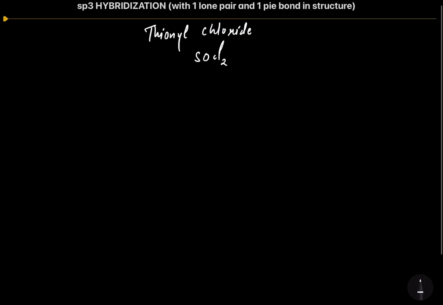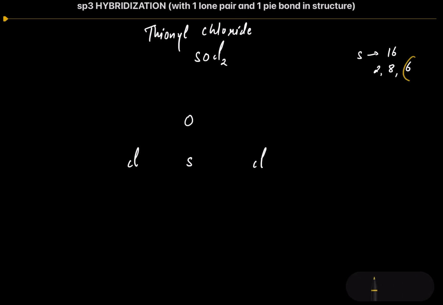So I'm writing that's my sulfur, that's my oxygen. Here I'm having chlorine and a chlorine. Now, what's the atomic number of sulfur? That's 16. So the configuration will be 2, 8, 6. That means sulfur is having 6 electrons in its valence shell. So I'm going to mark 6 electrons around the sulfur. That's first electron, second, third, fourth, fifth, and the sixth.